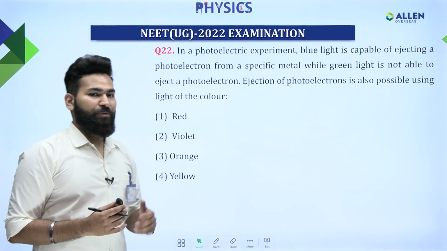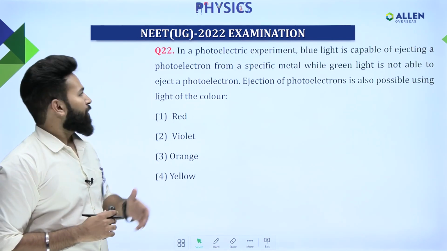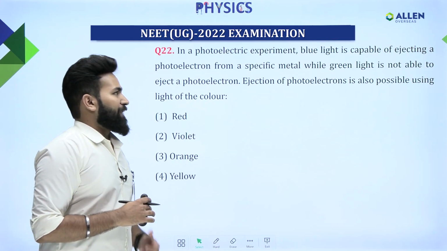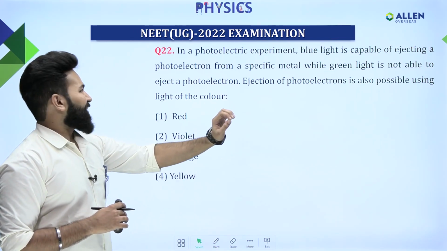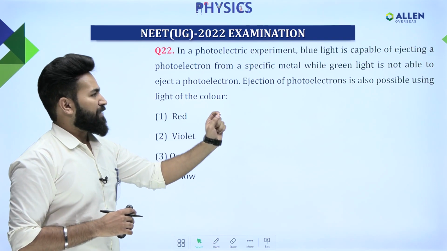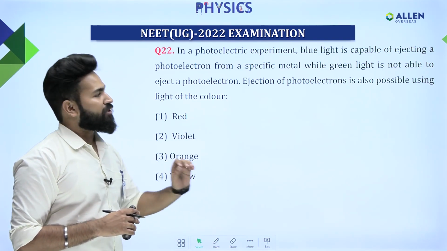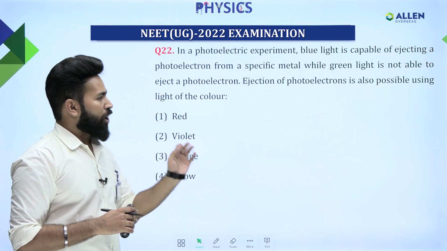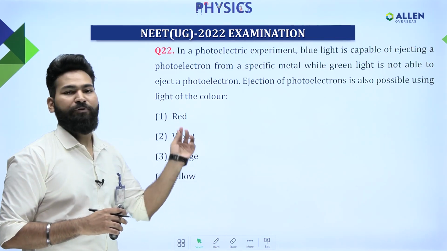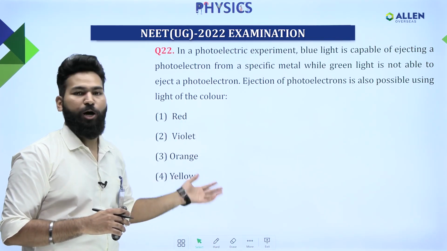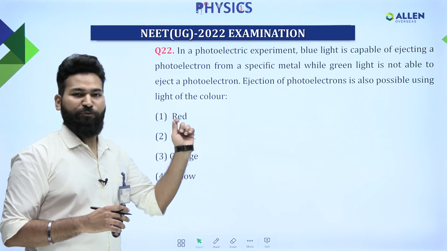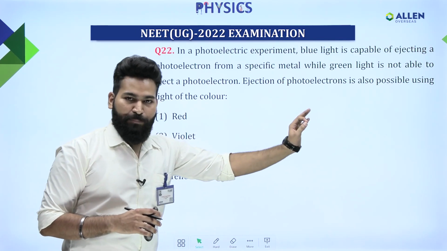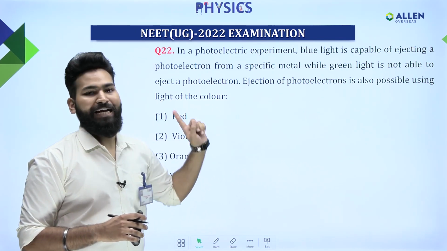Now we will move on to question number 22. So the question is saying, in a photoelectric experiment, blue light is capable of ejecting a photoelectron from a specific metal, while green light is not able to eject a photoelectron. Ejection of photoelectrons is also possible using light of which color? You have to choose from the options which color can eject photoelectrons from that metal, given that green light is not capable of ejecting photoelectrons and blue light is capable.